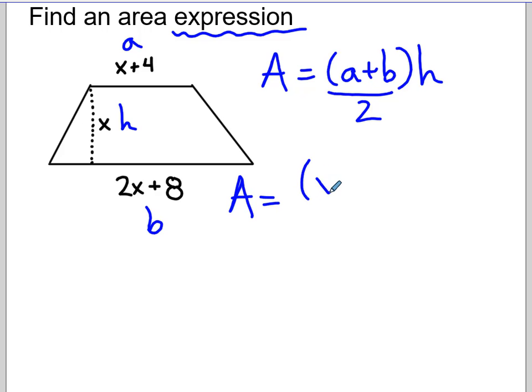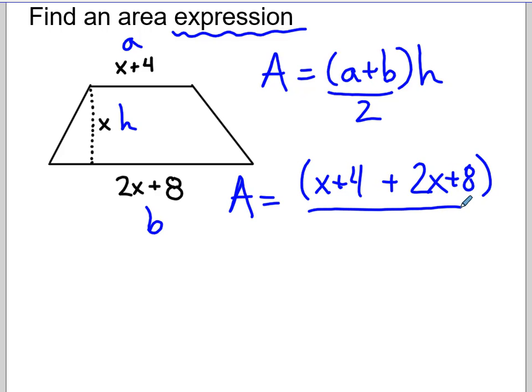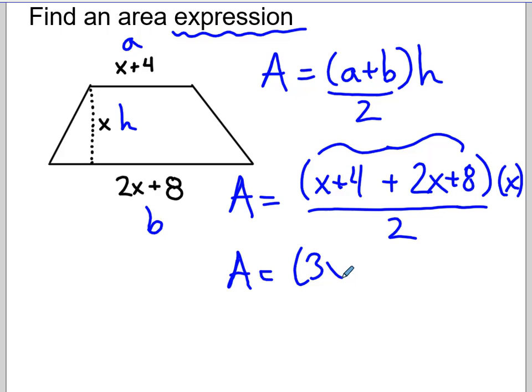So our A term is x plus 4. Our B term is 2x plus 8. All of that is over 2. And then my height term is x. Okay, so I'm going to clean up inside the top bracket. So I'm going to do all of this first. So x plus 2x, that's a 3x. 4 plus 8, that's 12. All of that is over 2. And then we're going to multiply by x.